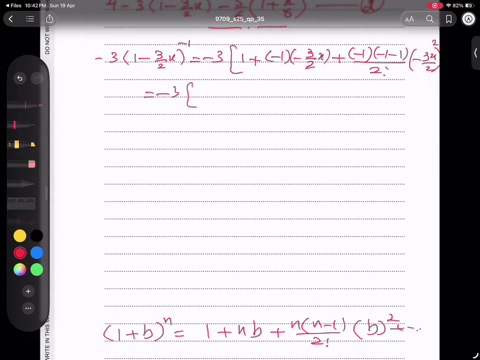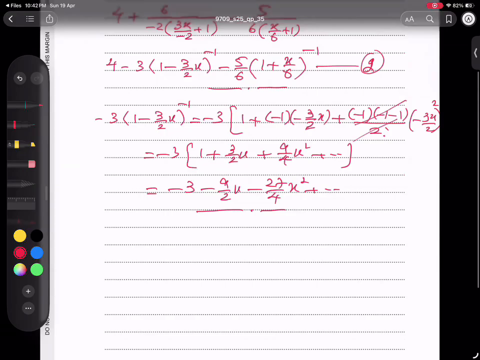Here I got 1 plus 3 by 2x. This cancels out, and 9 over 4x square. If I multiply inside negative 3, negative 9 over 2, and negative 27 over 4, x to power 2. This is done. Now let's talk about the last part, this one. And I'm going to take this completely, including sign.